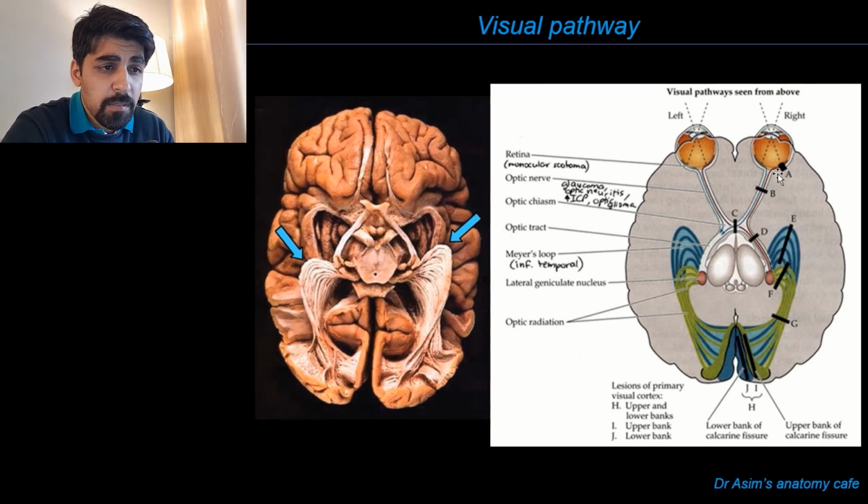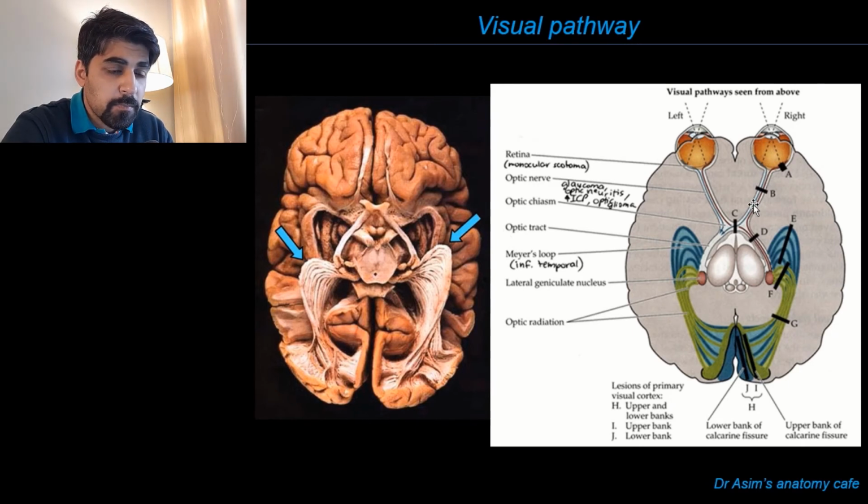Now what you can see here is that the optic nerve fibers pop out from the back of the retina, and they run inside the second cranial nerve, that is known as the optic nerve. Each optic nerve is going to have fibers coming from the temporal retina and fibers coming from the nasal retina.